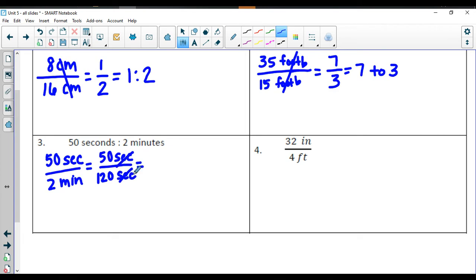Now that our labels match, we can cancel them out and we can just reduce our remaining fraction. We get 5 over 12. We'll rewrite it with the colon as it originally was. So we're going to have 5 colon 12, 5 to 12.